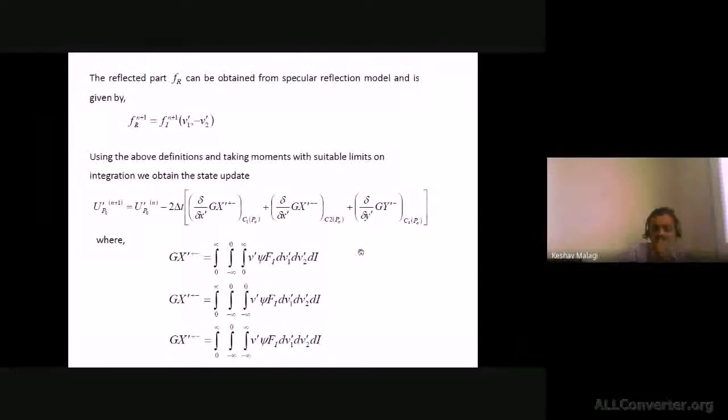What is interesting for you to observe here is you use a reflection model for the velocity incidences on the solid boundary, and then take the suitable moments. You will obtain a boundary condition at the Euler level. That's all you need to appreciate in this.